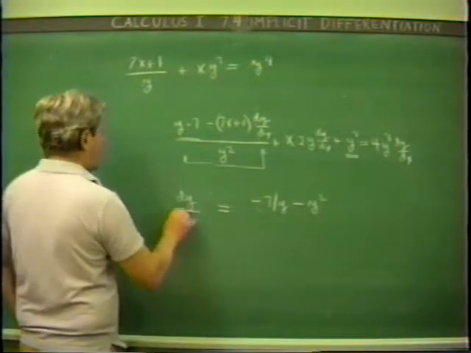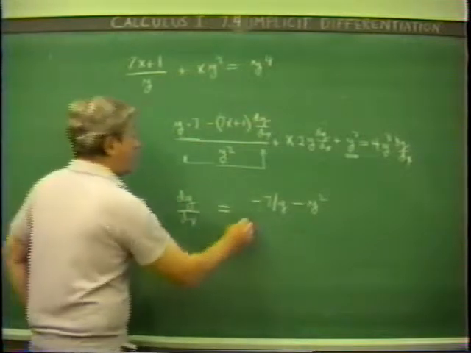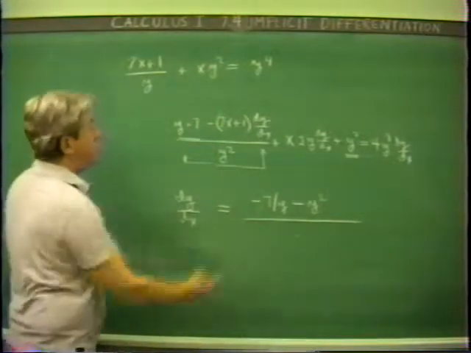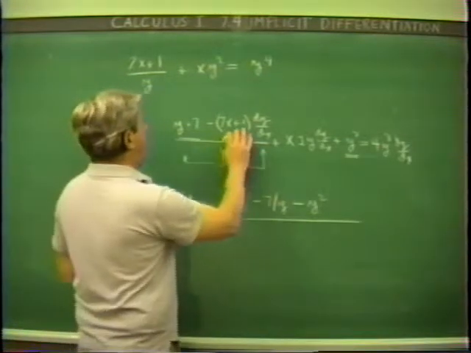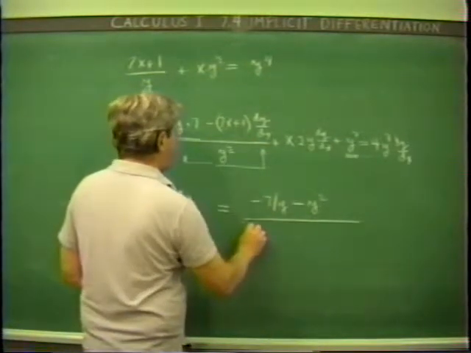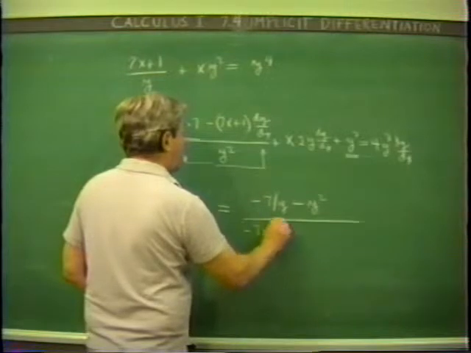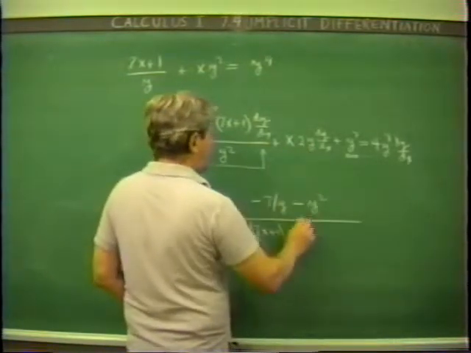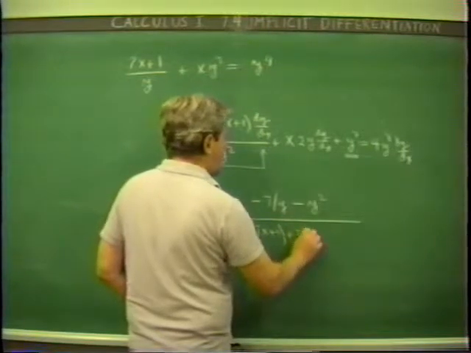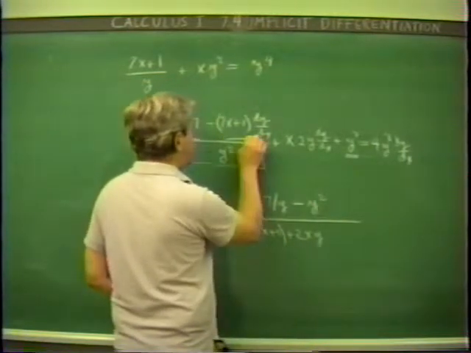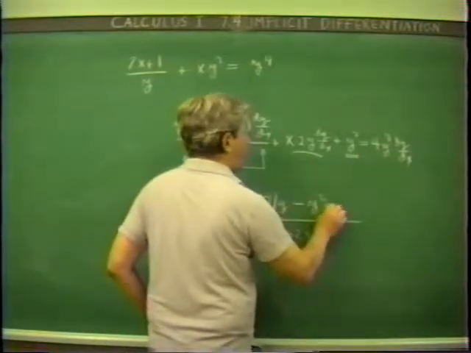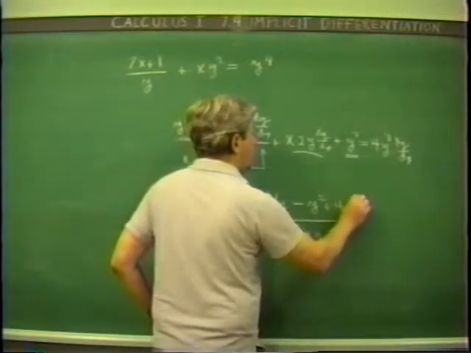So now the terms that do have a dy dx, we would want to bring them to the left, but we may as well just write them right underneath here, because we're going to divide by them eventually. So what are they? On the left, this is minus 7x plus 1. On the left here, this is going to be plus 2xy. So that takes care of this term here and this term here. And now we've got plus 4y cubed.